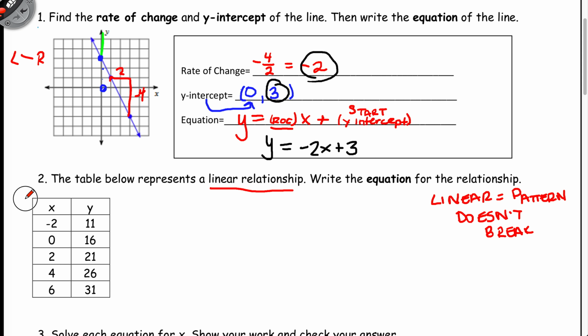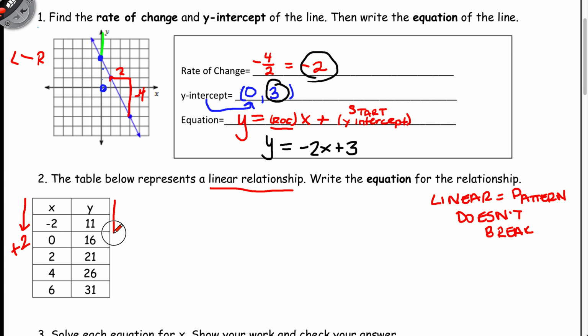So how can you tell? Well, you look at your x column. Go straight down your x column. What is the pattern going here? So I went -2 to 0, that's +2. 0 to 2, that's +2. 2 to 4, that's +2. So I'm pretty confident in saying my pattern here is +2.